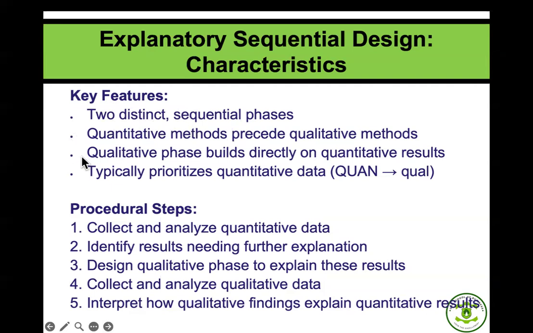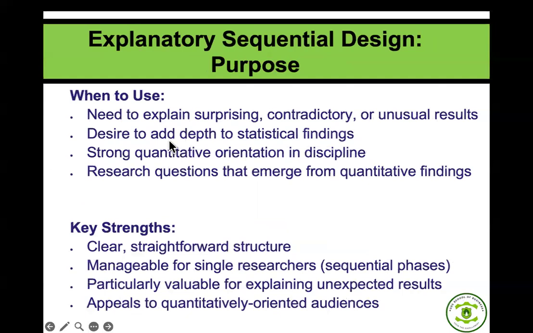Then the procedural steps are you collect and analyze quantitative data, identify results needing further explanation, then you now design your qualitative phase to explain these results. Collect your qualitative data, and then you interpret. When do we use it? We use it to be able to explain surprising, contradictory, or unusual results. We also use it to add depth to statistical findings. And then we also use it to provide strong quantitative orientation in whatever discipline we are in.